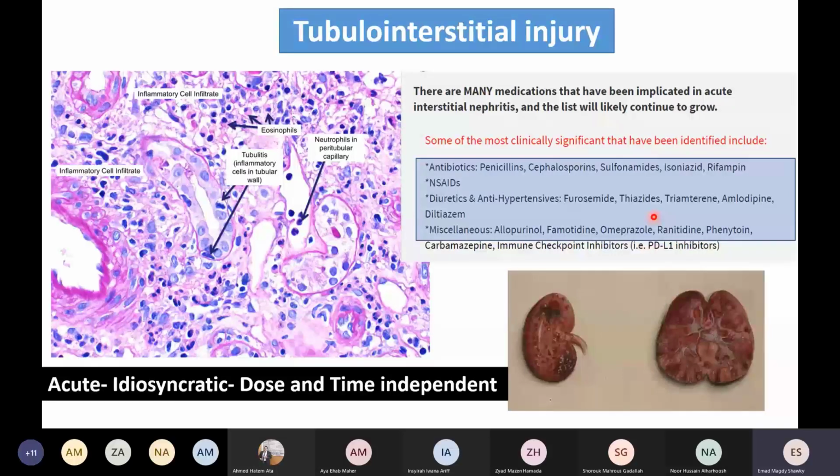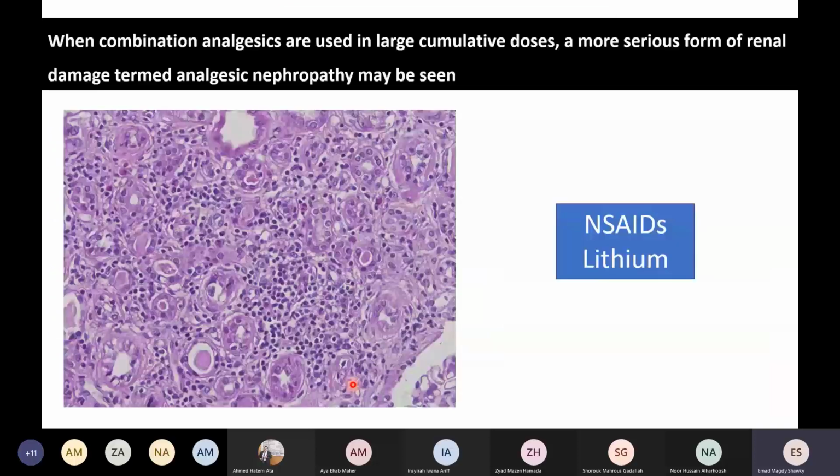So in the tubulointerstitial injury, we have the acute form, and again, this acute form is hypersensitivity, not related at all to the dose or the duration. This is the chronic interstitial nephritis. Here, the tubules and the glomeruli start to be sclerotic, and the inflammatory cells become chronic inflammatory cells, and this will cause gradual deterioration of kidney function until end-stage renal disease.